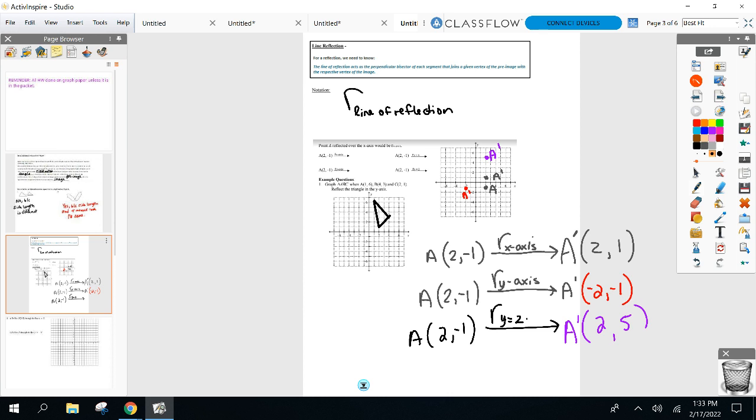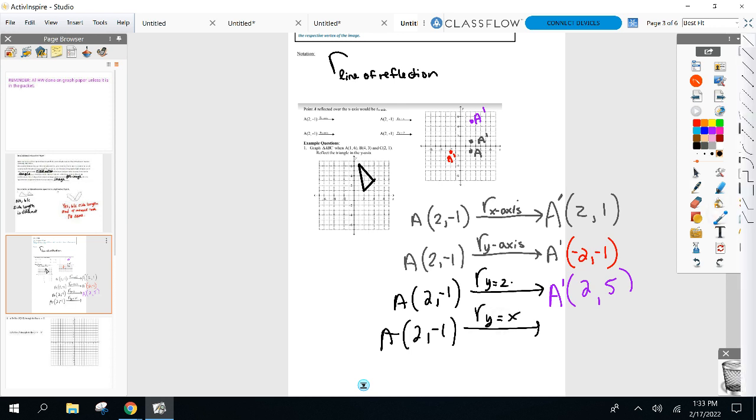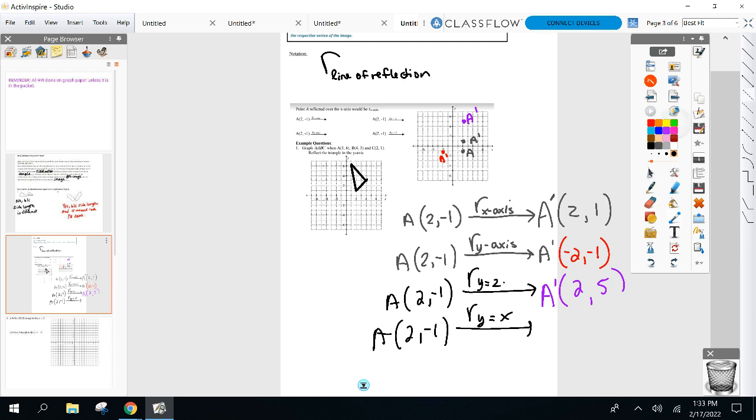Okay, last one. How about this line? Do a reflection over the line y equals x. Anybody know what that line looks like, first of all? Jonah, isn't it just a diagonal line that goes through the origin? Okay, here you go. Ready? I want you to take the point 2, -1 and flip it over that line.